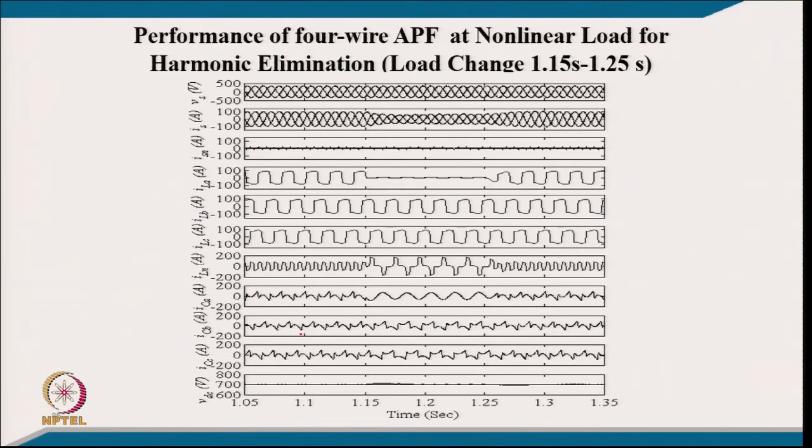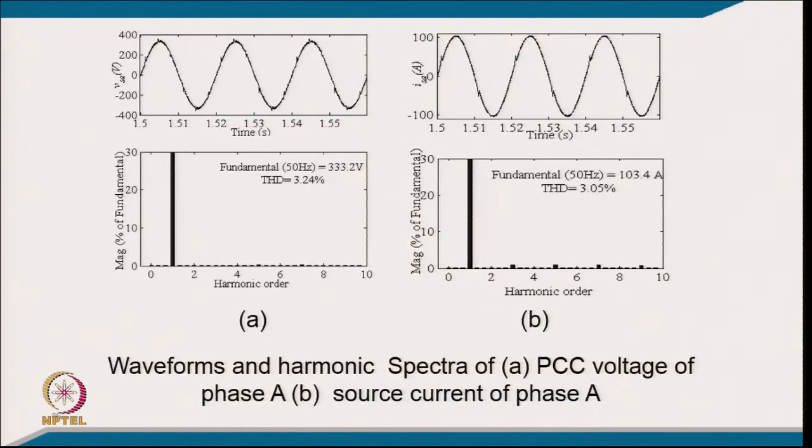So, it provides neutral current compensation, harmonic elimination as well as load balancing in this 3-phase 4-wire system, and you can see typically the voltage THD was 3.24 at the point of common coupling, but the source current THD or supply current THD is only 3.05%, it goes sine wave.